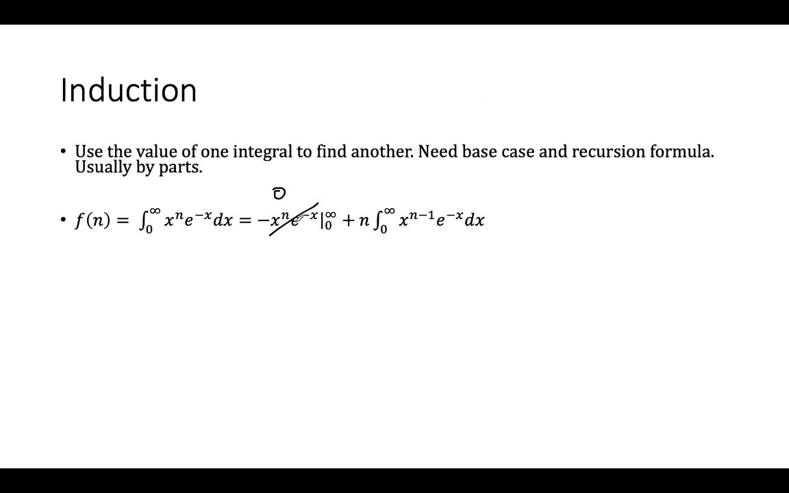Why? Because when x is 0, then x to the n is 0, so this term is 0. When x is infinity, x to the n times e to the negative x is 0 because e to the negative x will dominate it. So all that tells us is this integral is equal to n times the n minus 1 thing. So if I call this integral f of n, we know that f of n is n f of n minus 1, because it says so right here, right?